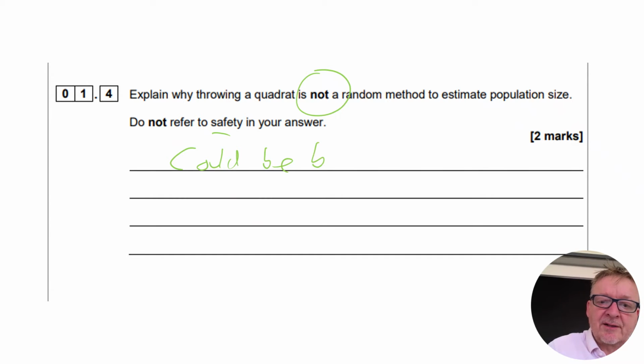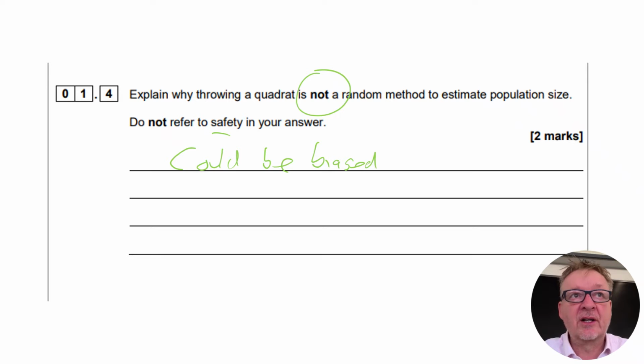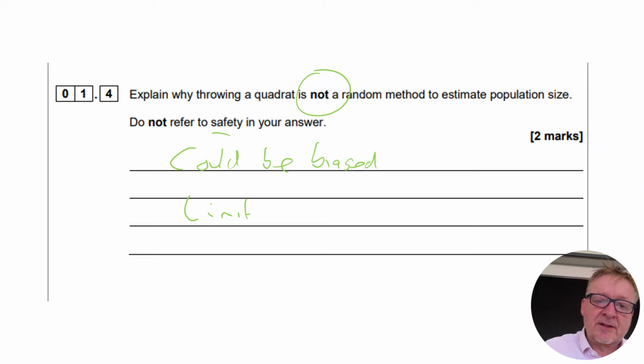be is biased. If you're looking for the number of daisies on a field, and you see a patch of daisies, the natural thing to do is to try and throw the quadrat towards the daisies, and that would be biased. You can also limit how far you can throw.